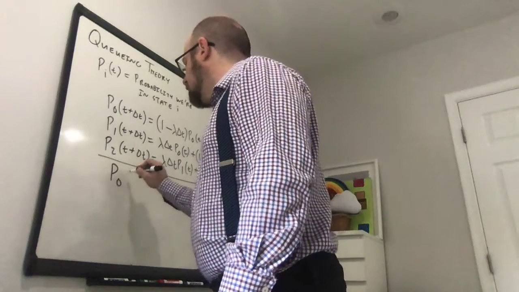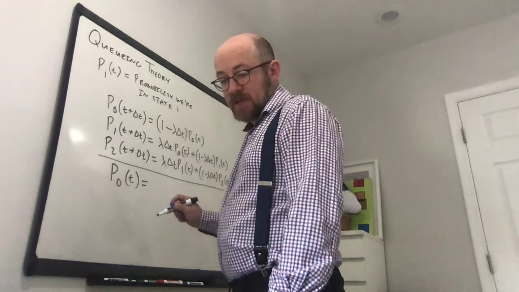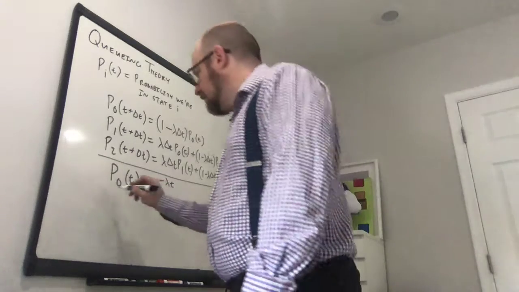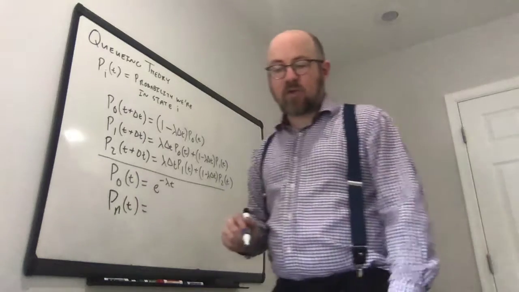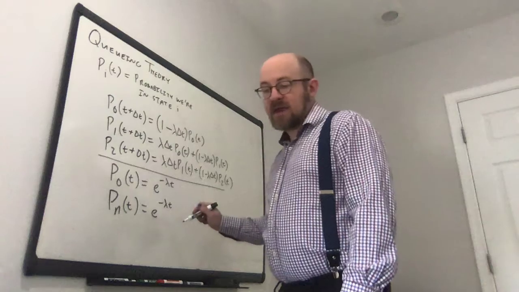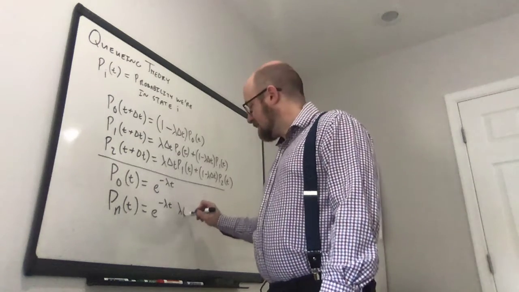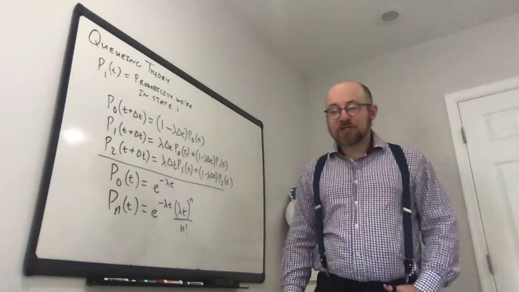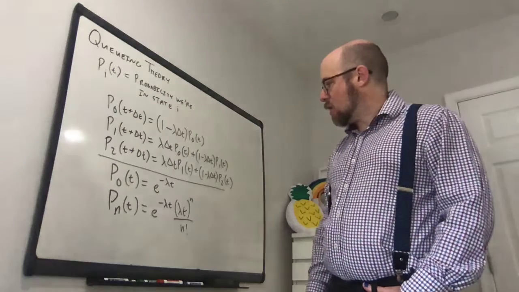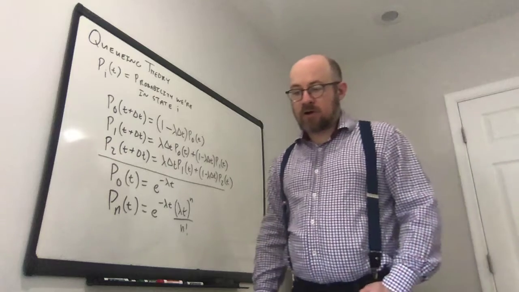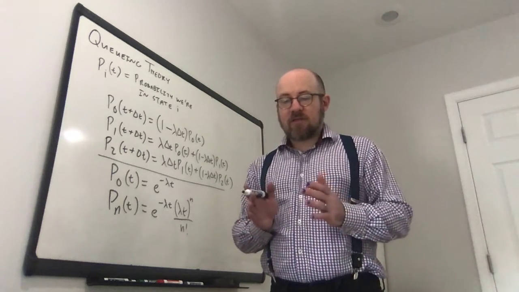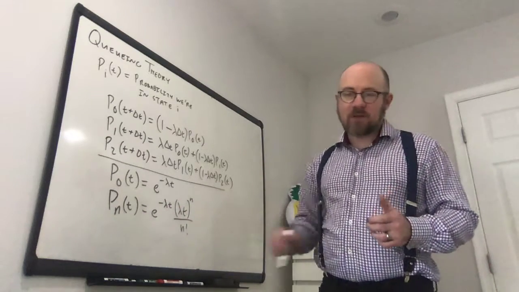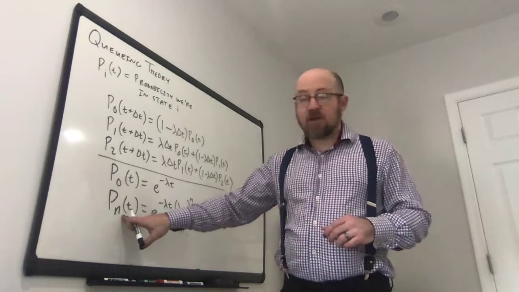But what you end up getting is that p sub 0 of t is exponential. It's going to be e to the negative lambda t. And then p sub n of t for any n greater than 0 is going to be e to the negative lambda t times lambda t to the n over n factorial. Okay, and this is what's called a homogeneous Poisson distribution. And so this gives you the probability that you are in a particular state, that you've got n people in line. Okay? So at a particular time t, what's the probability that there are n people in line?